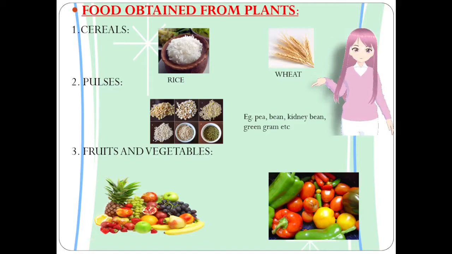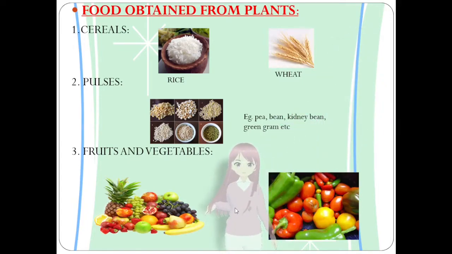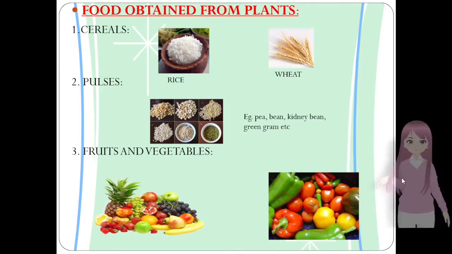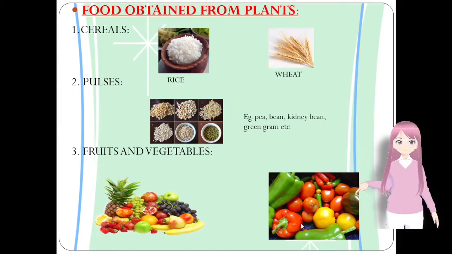Then comes fruits and vegetables, which you all relish, right? The fruits that you can see around you are apple, mango, grapes, banana. These are all the fruits. And then the vegetables, which you can see here, capsicum. You see and eat other vegetables like potato, onion, cabbage, lady's finger, etc. Okay. So we have covered three food items here which are obtained from plants.